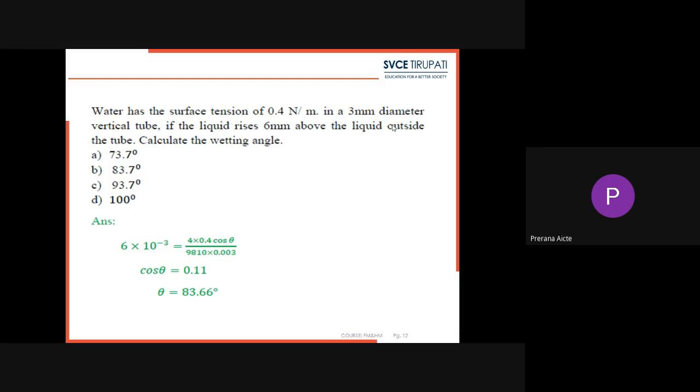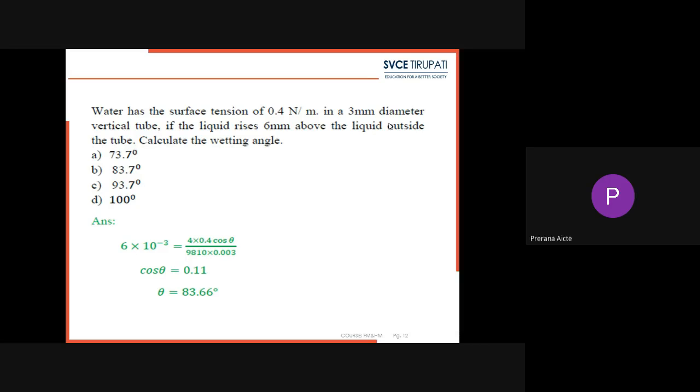So these are the fluid properties. So let's discuss some of the problems related to these fluid properties. Coming to the problem, the water has the surface tension of 0.4 Newton per meter in a 3 mm diameter vertical tube. If the liquid rises 6 mm above the liquid outside the tube, calculate the wetting angle.